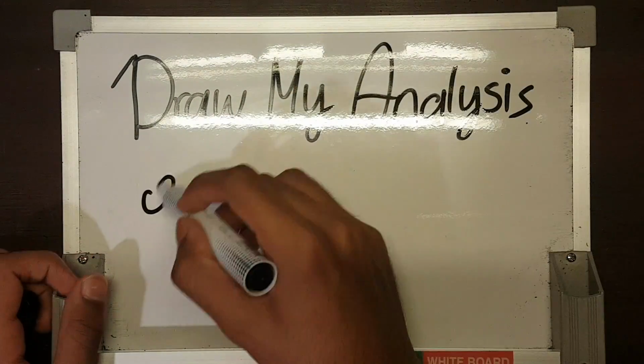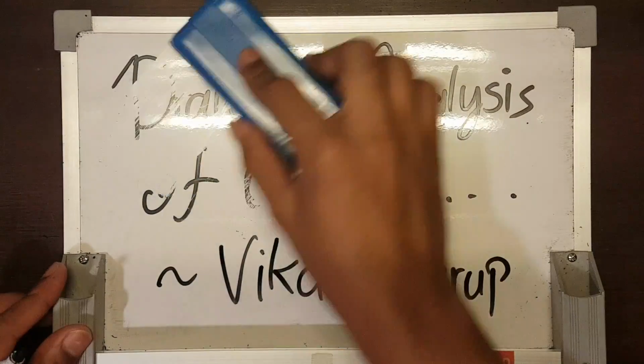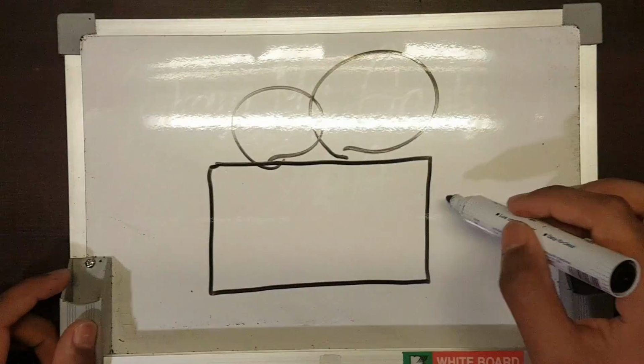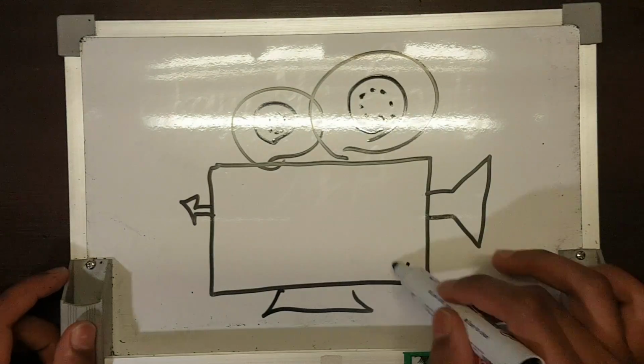Here is my drama analysis of Q&A by Vikas Swarup, done completely by me, Suraj Prachandani. This story was also turned into a popular Hollywood film called Slumdog Millionaire, starring Dev Patel.